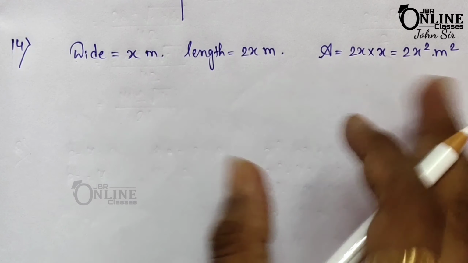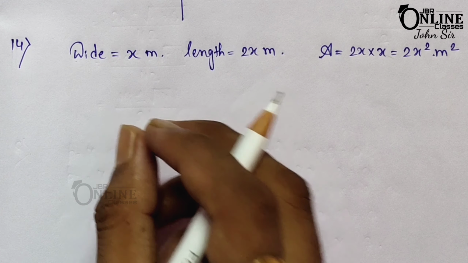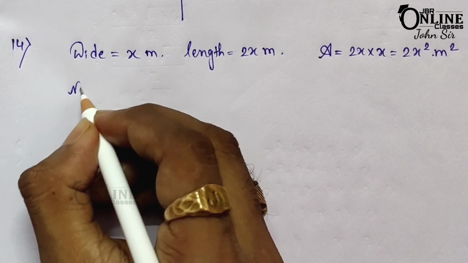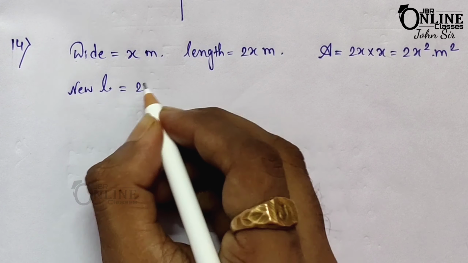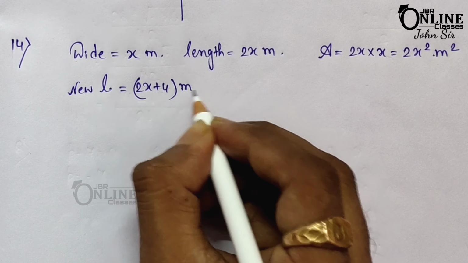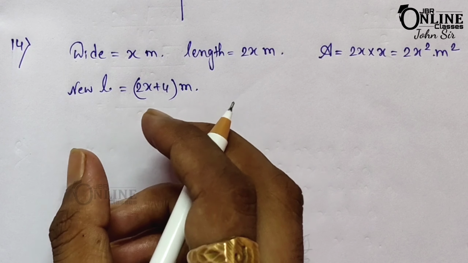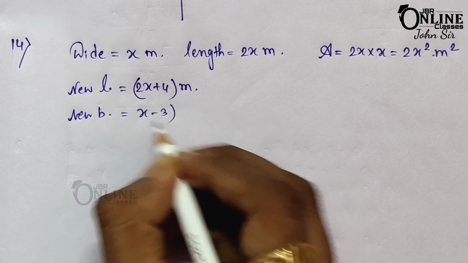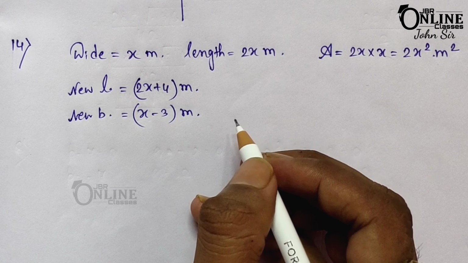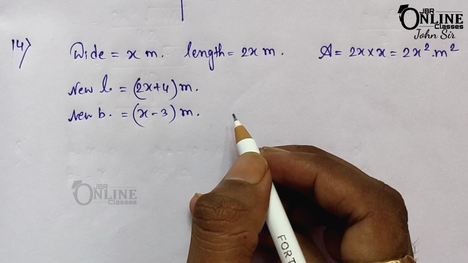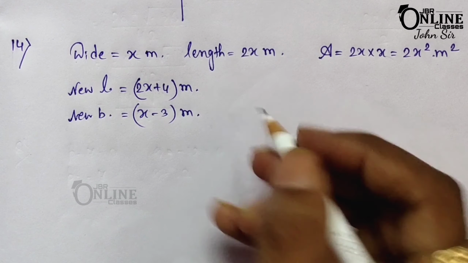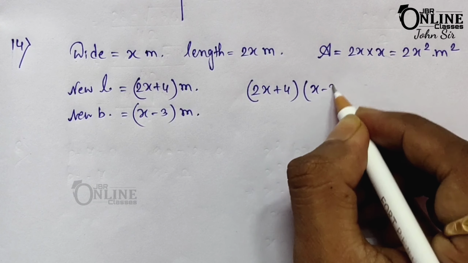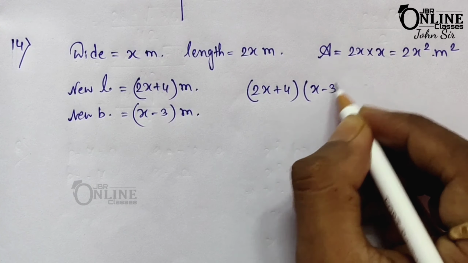But here 4 meter were added to its length, so the new length will be 2x plus 4. Remember that 4 meter added, and 3 meter subtracted from the breadth. So the new breadth will be x minus 3. Then the resulting rectangle had an area of 600 meter square. So according to the problem, 2x plus 4 into x minus 3 equal to 600.